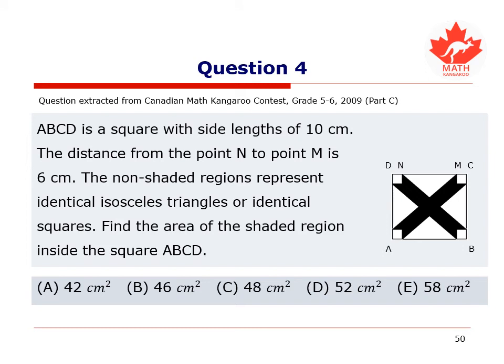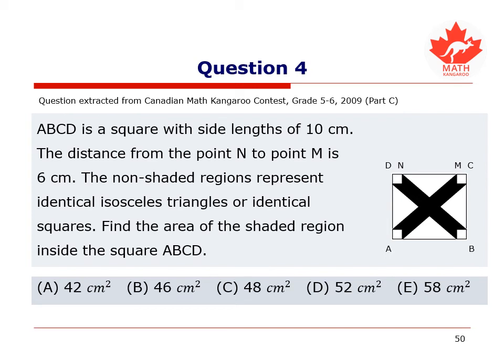Let's now have a look at a more challenging problem. So question 4, we're told that ABCD is a square with side lengths of 10 centimeters. The distance from the point N to M is 6 centimeters. The non-shaded regions represent identical isosceles triangles or identical squares. Find the area of the shaded region inside the square ABCD. And you're given 5 possible options for the answer.